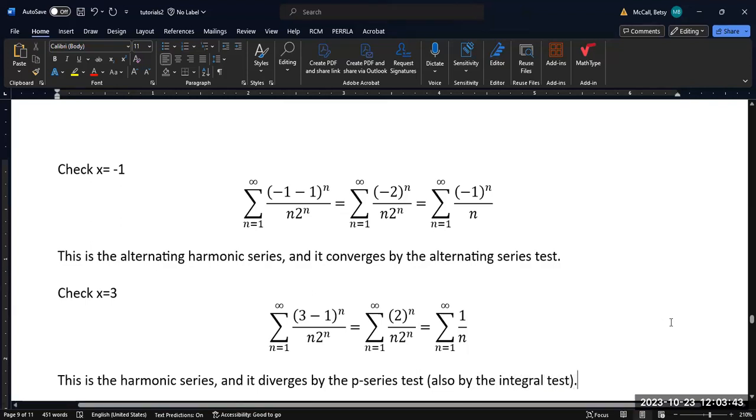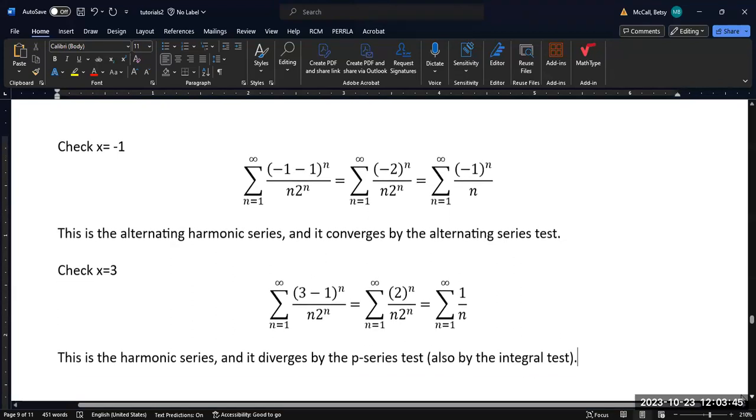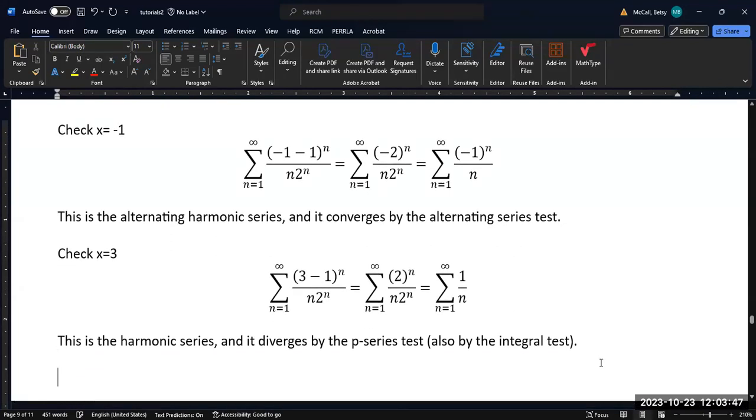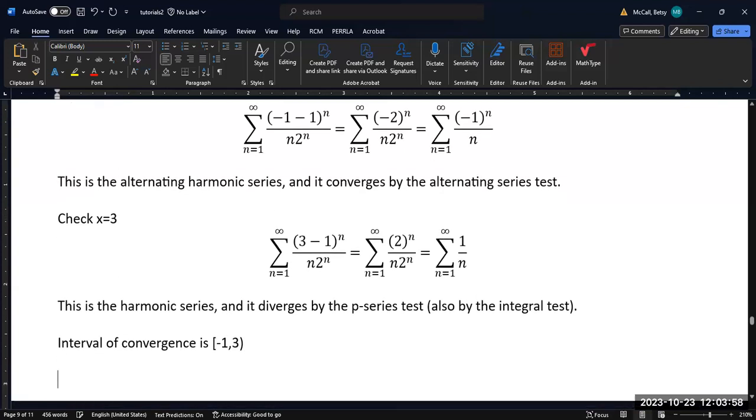But either way, you're going to get that this diverges. So the interval of convergence is -1 included, 3 not included. Now, if your original power series has an alternating component already, then you will have only one endpoint converge, but it will be the opposite endpoint.